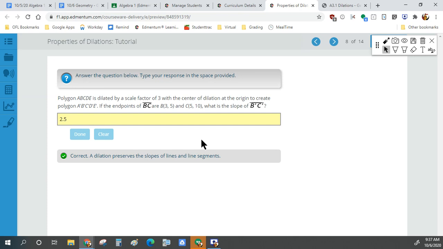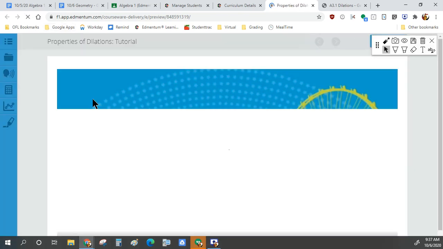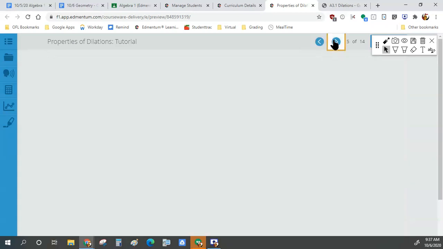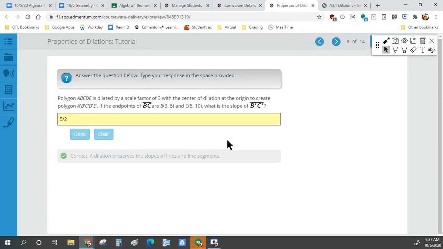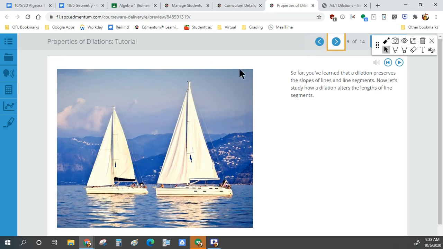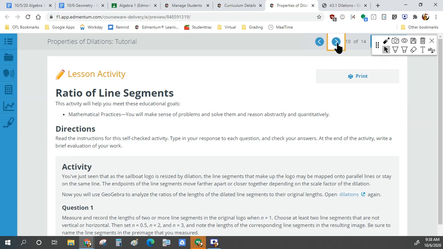So it looks like we could do that. I'm a little curious to see if it would accept the fraction. Oh no. Let's take a look. 5 divided by 2. Yep. So if you like the fractions, I recommend the fractions. That way you know it's rise over run. It accepts that answer as well. So far we learned that dilation preserves slopes. Now let's study what dilation does for the lengths.